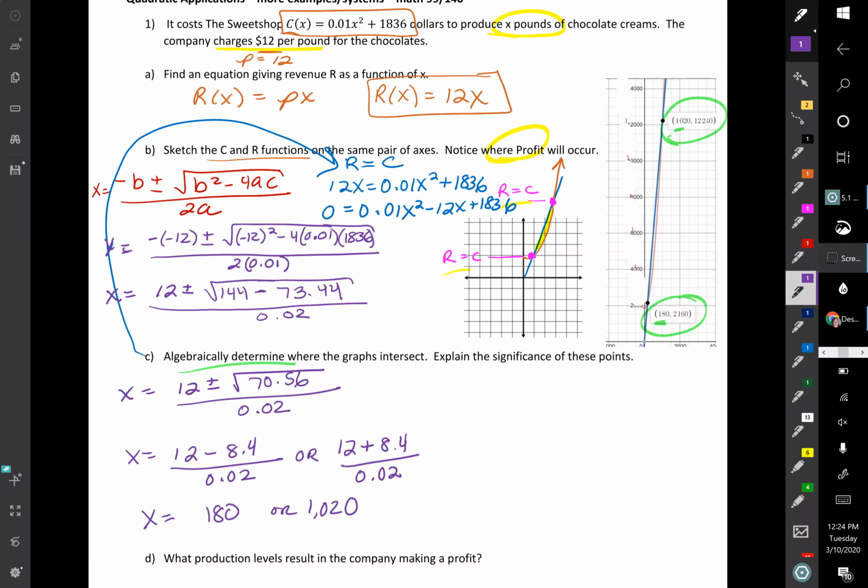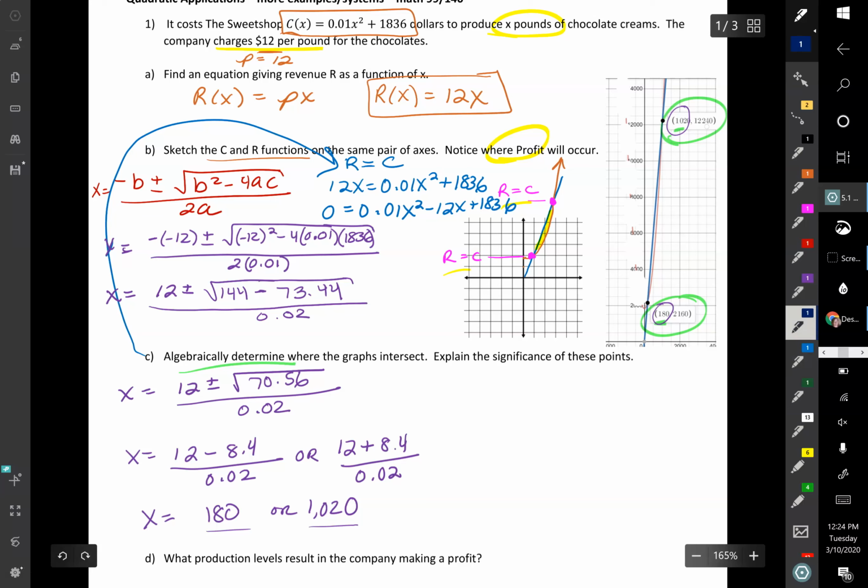So now once I find those x values, which you can see right here on the graph, we would need to plug those in to the function, one function or another, to find out what the corresponding y is. Now I'm going to pick the r value just because it's easier to work with, it's shorter. So I'm going to do r of 180 and r of 1020. So go ahead and do that.